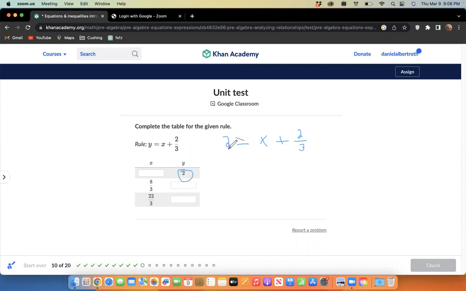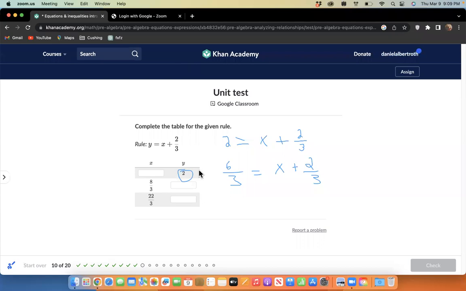We can turn the 2 into thirds. So we can say this is 6/3. That'll make it, we can do the algebra that way, plus 2/3. From here, you would subtract 2/3 from both sides. So x is going to be 4/3, which is 6/3 minus 2/3. So x is going to be 4/3.